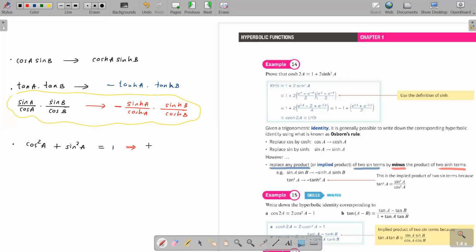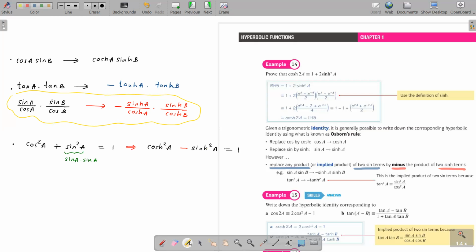So cos becomes cosh, and directly cosh squared A. No problem. All right, guys. And then here you have sin squared A. Sin squared is sin A times another sin A, which is a product of two sine terms, right, guys? It's sin A times sin A. So according to Osborn's rule, when you're doing the conversion, the product of two sine terms becomes the negative product of the two sinh terms, right? So you need to put a negative sign in front, and this is going to be cosh squared A minus sinh squared A equals 1.